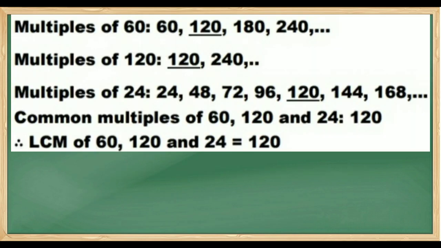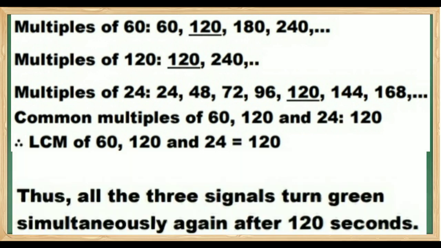To solve this sum, at first we'll have to find out the LCM of 60, 120 and 24, which is 120. Therefore, all three signals will turn green simultaneously again after 120 seconds.